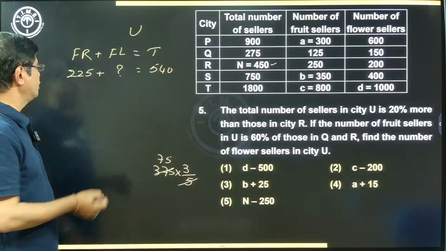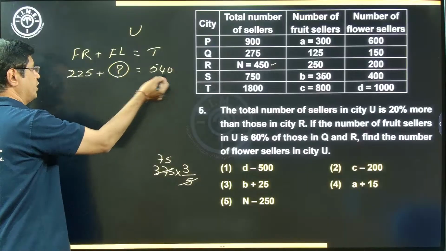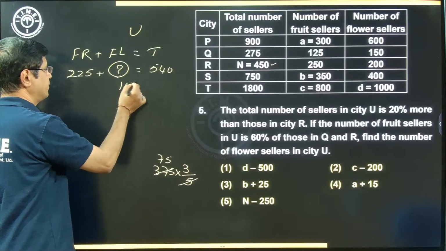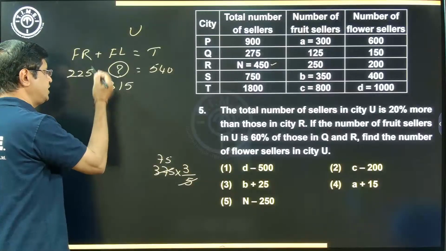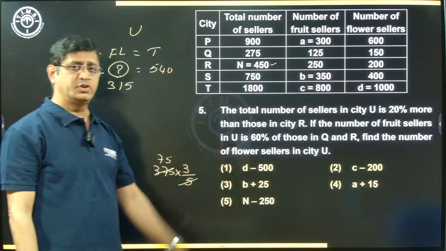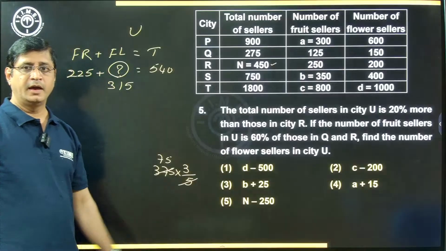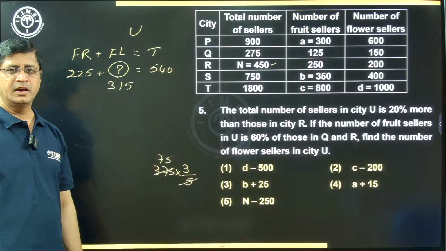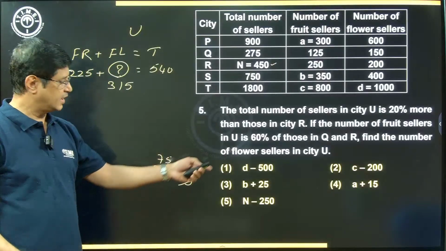540 minus 225. 40 minus 25, that is 15. And 500 minus 200, 300, so 315. Find out which option is correct. Here options are given in terms of alphabets and the numerical value.